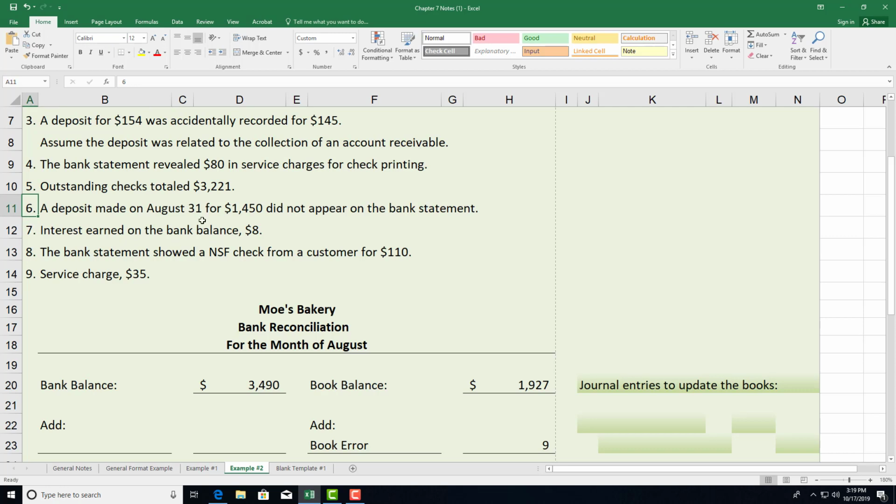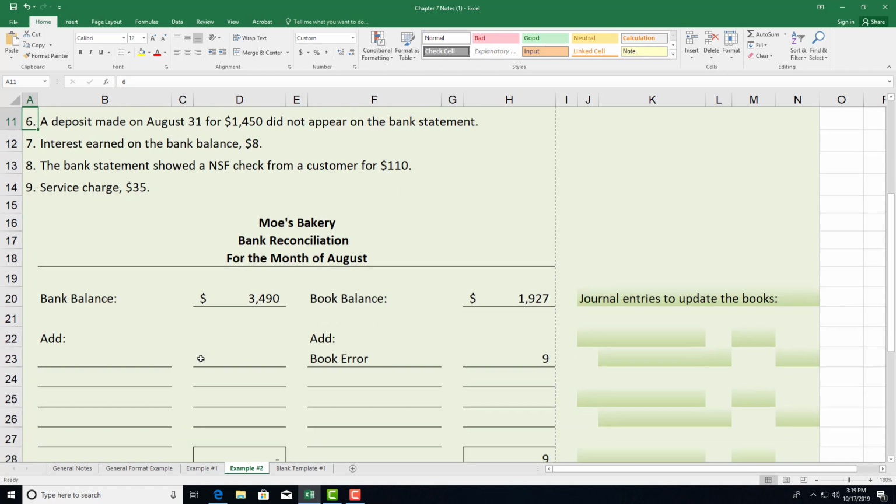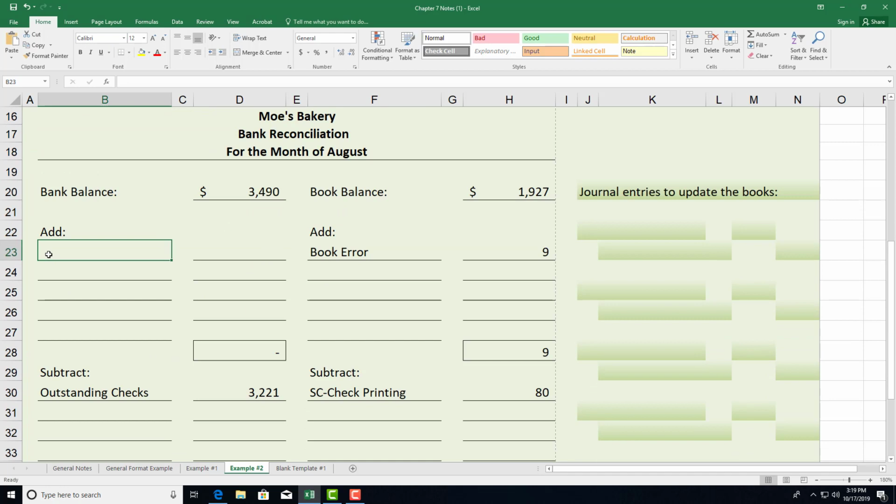Next, in number 6, we have a deposit that we've made that hasn't shown up on the bank statement yet. So again, we kind of know about it at the same time, but we're assuming that the books are already up to date, that when we make a deposit, we automatically record it. The bank just hasn't recognized it yet, or it hasn't had time to appear on the bank statement. So on the bank side, we will add a deposit in transit for $1,450.